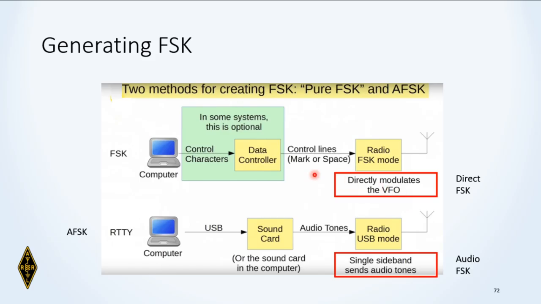But there is a slight problem in that if you overdrive the audio with audio frequency shift keying, you can create distortion and decoding problems. So in this case, direct FSK directly modulates the VFO, while with audio frequency shift keying, single sideband tones are sent to send those tones out. So that's the difference between them.